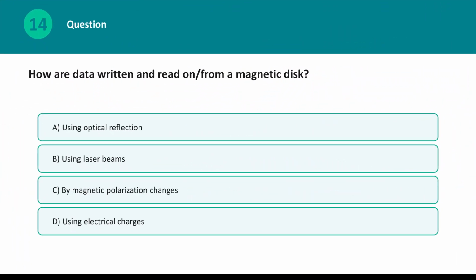How are data written and read on from a magnetic disk? A. Using optical reflection. B. Using laser beams. C. By magnetic polarization changes. D. Using electrical charges. The correct answer is by magnetic polarization changes.